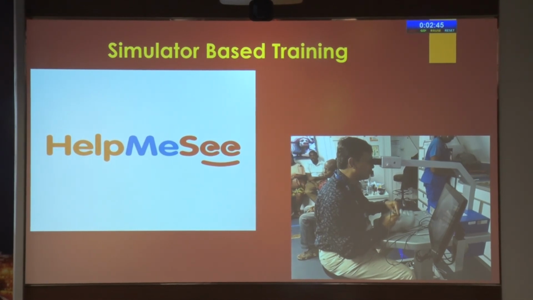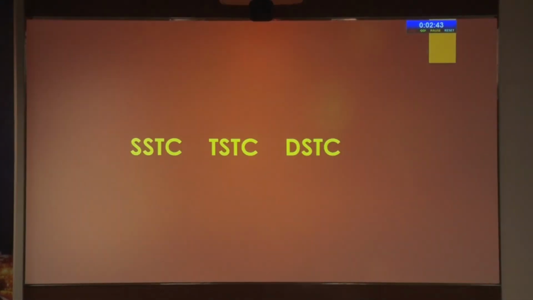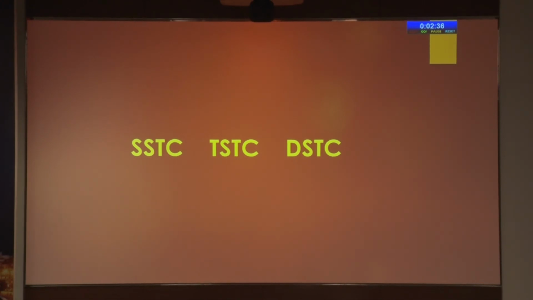So I think for newcomers, sky is the horizon. You have so many conferences. There are SSTC, TSTC, DSTC stalls. You can go there, have hands-on training. So all in all, compared to 30 or 40 years ago, what we were exposed to, nowadays students have a lot of exposure to new technology, and they should utilize it to the fullest extent so that they become better surgeons. Thank you.